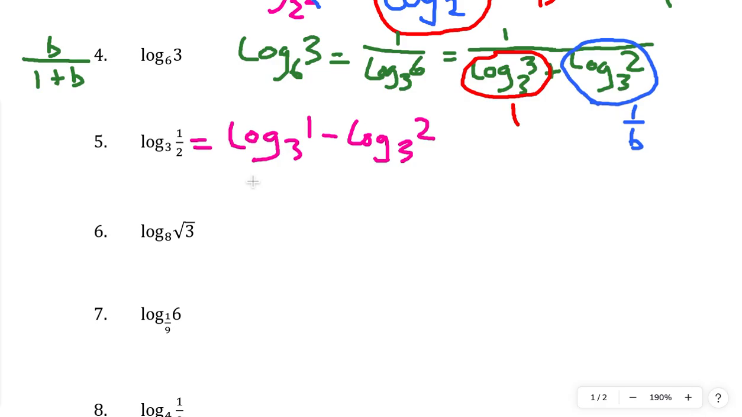0. Who said 0? Excellent. 0. That's correct. Log of 1 is just 0. Does it matter what the base is? No. Okay. Some of you guys are looking at me like you don't know what I'm talking about.